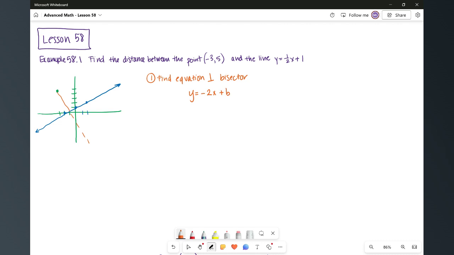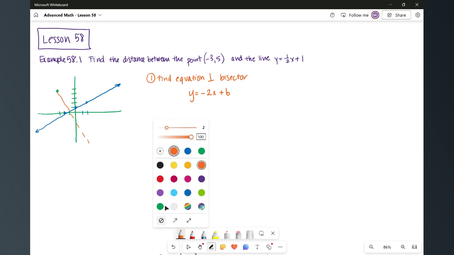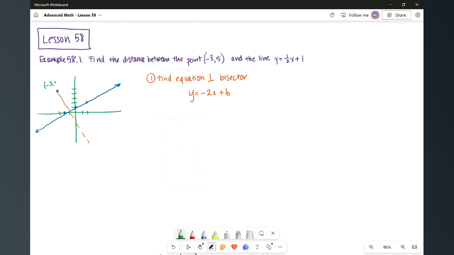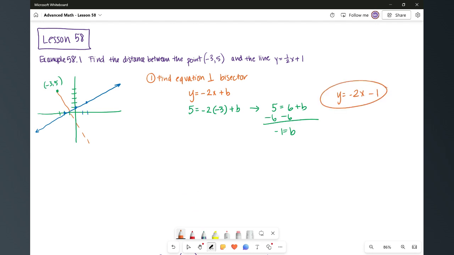I don't know my b point. The only way to do that is to plug in the point that I do know. I know this is negative 3, 5, so I'm going to plug that in here. My y is 5, negative 2 times negative 3 plus b. This means I have 5 equals positive 6 plus b. Subtract 6, that means negative 1 is my b. So the equation for this orange line is going to be y equals negative 2x minus 1. Okay? All right, that's step 1.